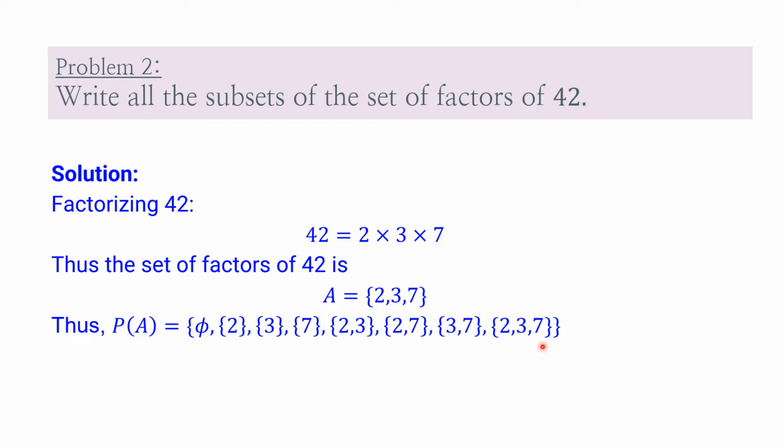We also know that the set of all the subsets of a set is called the power set of that set. The number of elements in a power set of any set is equal to 2 to the power of the number of elements in that set. In this case, the number of elements in the set A is 3. Therefore, the number of elements in the power set of A is equal to 2 to the power 3 equals 8.